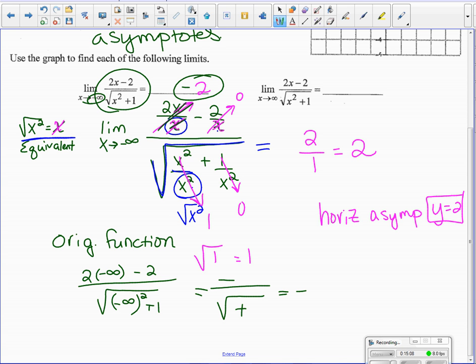I would do the same exact analysis on the right-hand side here to look at right behavior at infinity. And then I could come back down and do the original function. This would be a positive amount. This would be a positive, and positive divided by positive is going to yield us a +2, so that we have horizontal asymptotes at 2.